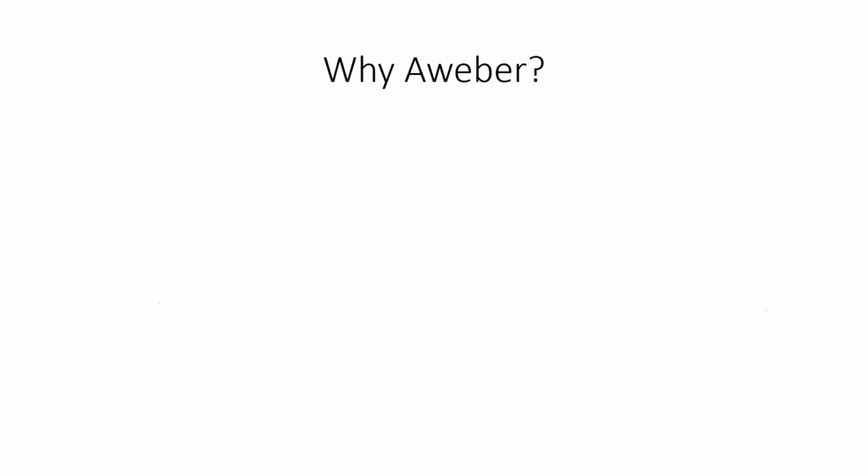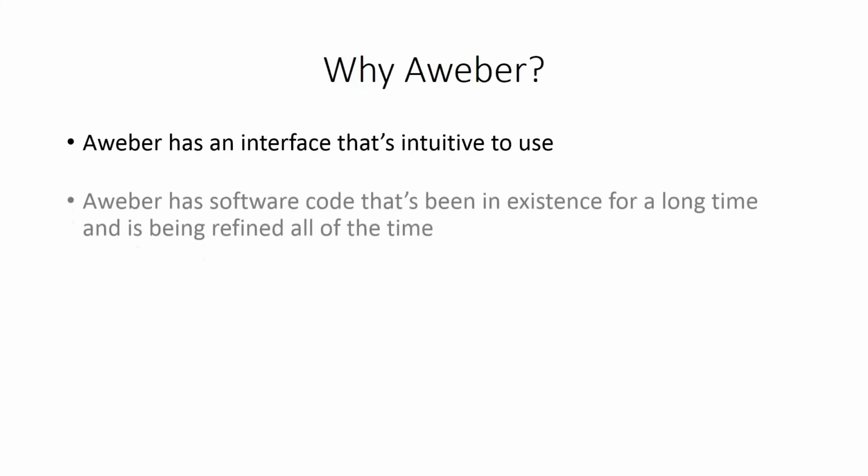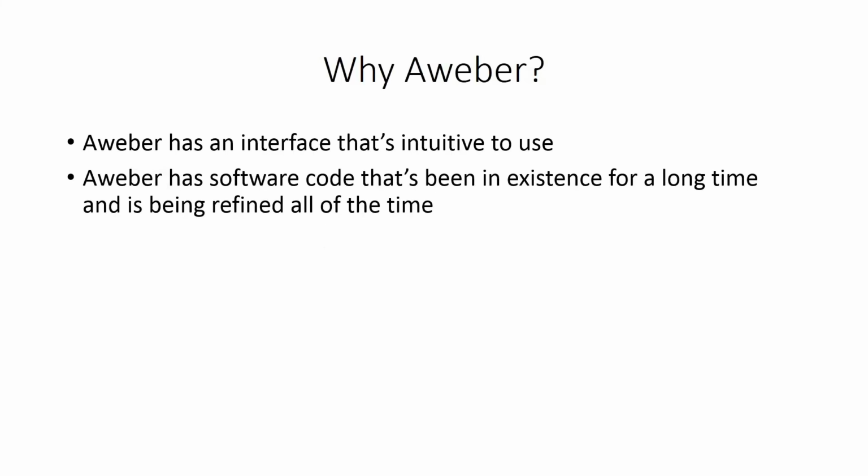You might ask now, why Aweber, right? It's probably because Aweber has an interface that's really intuitive to use. I mean, just about anybody can get started using Aweber and figure out how to write a message. Aweber, now for you technical people, has software code, and Aweber's been around for a long time. So all that software code is being constantly worked on, constantly refined. That makes it easy for some of these companies we've been talking about to integrate with them.